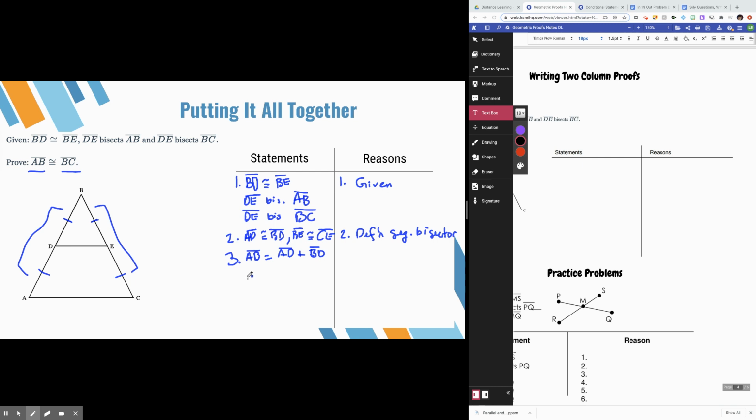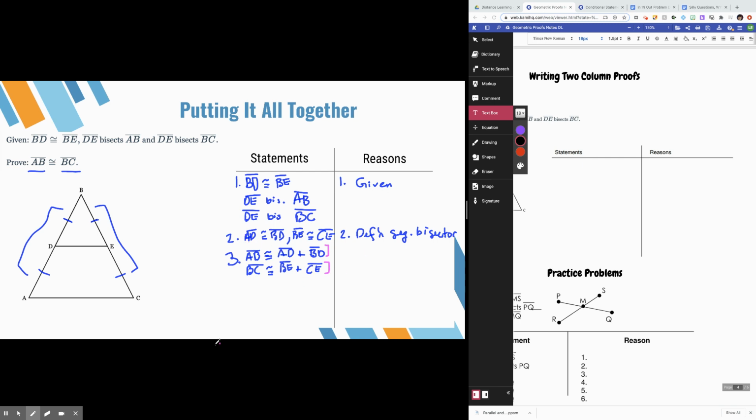Right? And I can do the exact same thing for the other side, right? BC is congruent to, sorry, I should be writing this as congruent, is congruent to BE plus CE. Okay, so now what would be really awesome is if these two parts, the addition part, if those were the same, right? Because then we could combine with the transitive property.